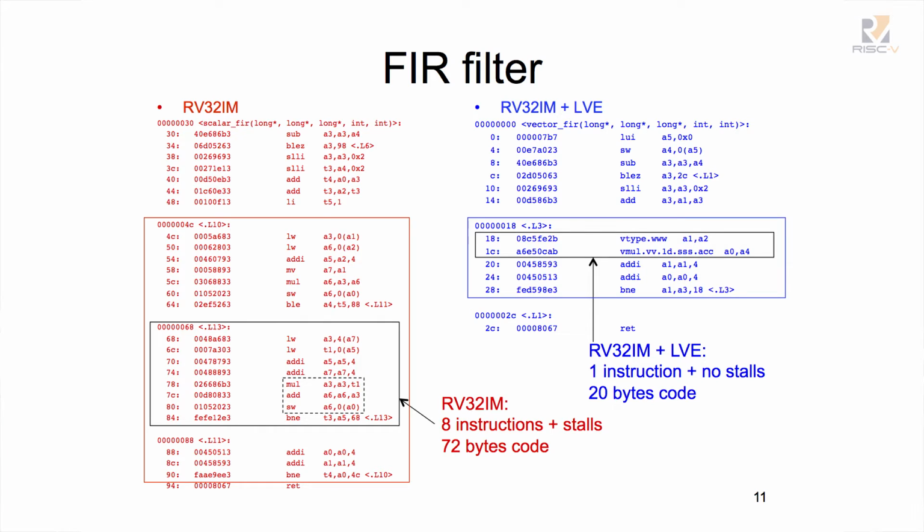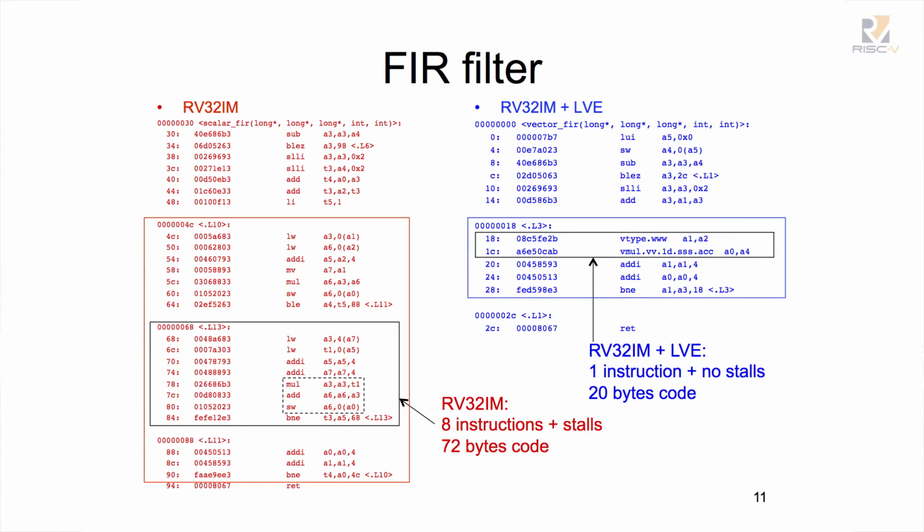The code looks like before and after like this. I'm just showing the assembly code. The innermost loop is the black box. There's 8 instructions, and there's some stalls in there. And that takes 72 bytes to encode that inner loop. With the vector extensions, the inner loop is actually just 2 instructions. And then it stalls for as many cycles as needed. So there's only 2 instruction fetches.